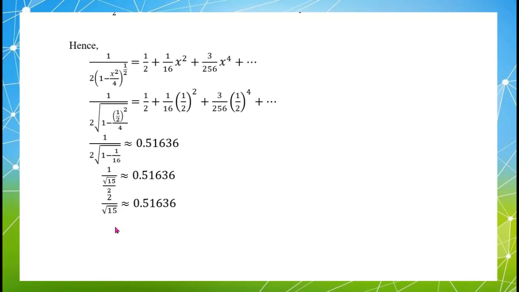Now I shift the 2 to the right hand side, then I get 1 over square root of 15 is approximate to 0.2582. Now I multiply by square root of 15 over square root of 15, then I get square root of 15 over 15 is approximate to 0.2582.